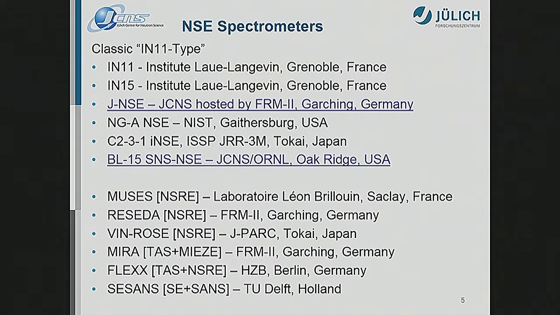This is the list of instruments that exist. The top part is what I will explain later, the classic IN11 type. Of the two that are underlined, you notice there is this Jülich thing here. The instrument here is actually operated by a German research center, Jülich in Germany. That's why these logos are here. The Jülich Research Center operates two of them. One is the one that we have here in Oak Ridge. The other is at a reactor in Garching, which is near Munich. They also have some share of the two instruments at ILL, the IN11 and the IN15.